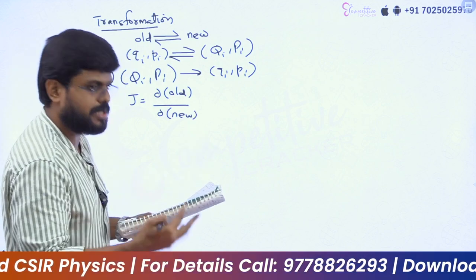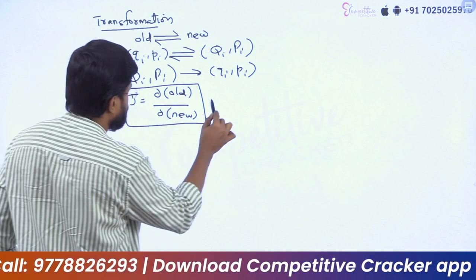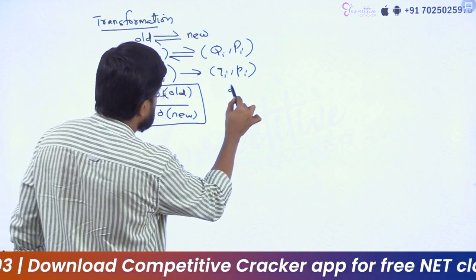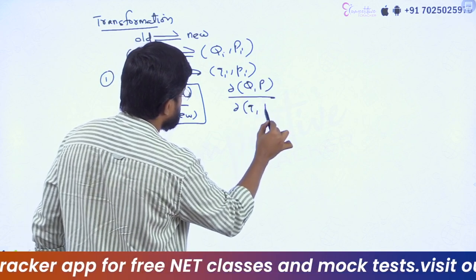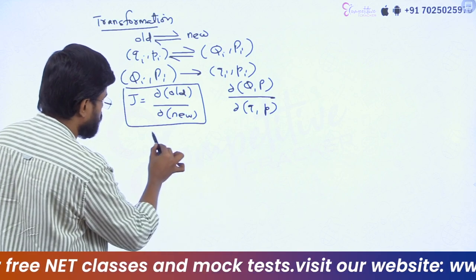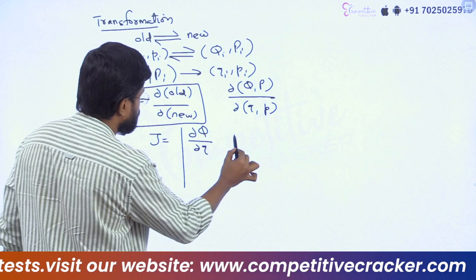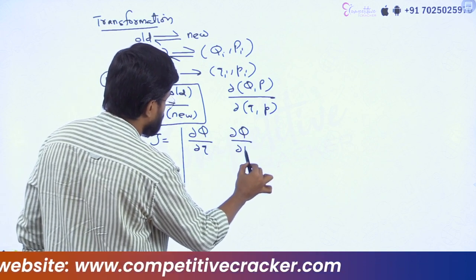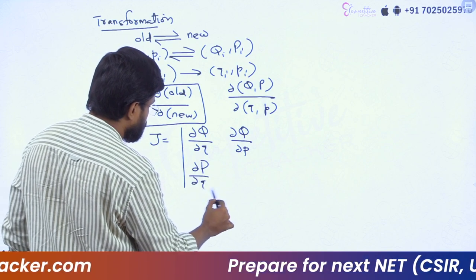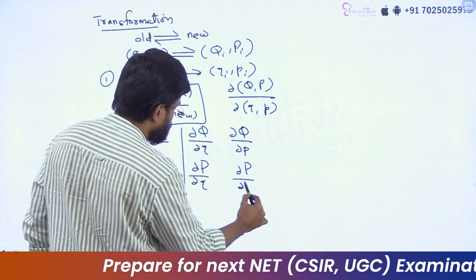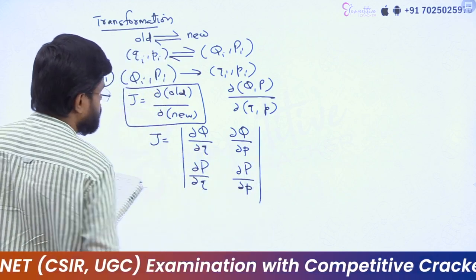You should know how to write the Jacobian. J is equal to dou old by dou new. So what will be here? Dou q p by dou capital Q capital P. So what will be the Jacobian here? J is equal to dou q by dou capital Q, dou q by dou capital P. The numerator should be same along the row, and dou small p by dou capital Q, and dou small p by dou capital P. So this is how we write the Jacobian.